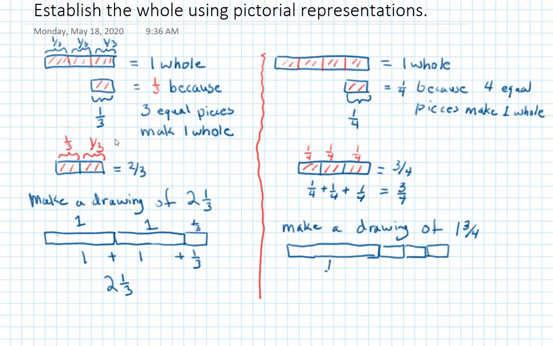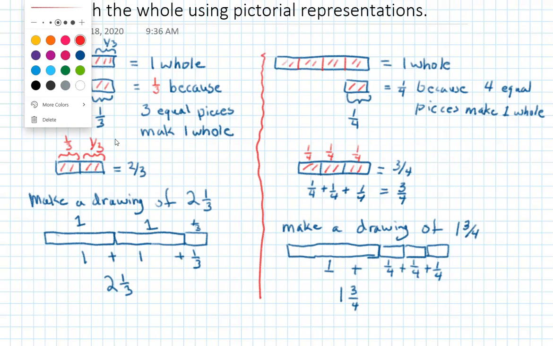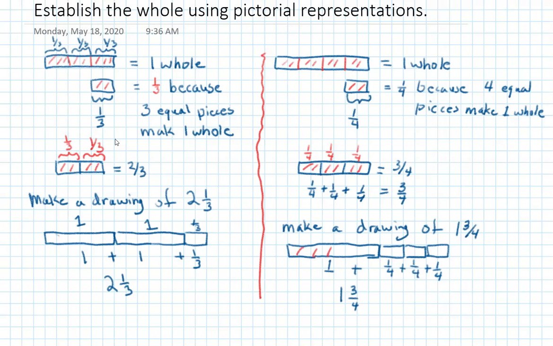And so this is 1. This is 1/4. This is 1/4. And this is 1/4. When I add those together, I'll get 1 3/4. Let me be clear that this has a value of 1 because we've said that 1 is equal to 8 squares here. And this has a value of 1/4, 1/4, 1/4. And now we have created a picture of 1 3/4.